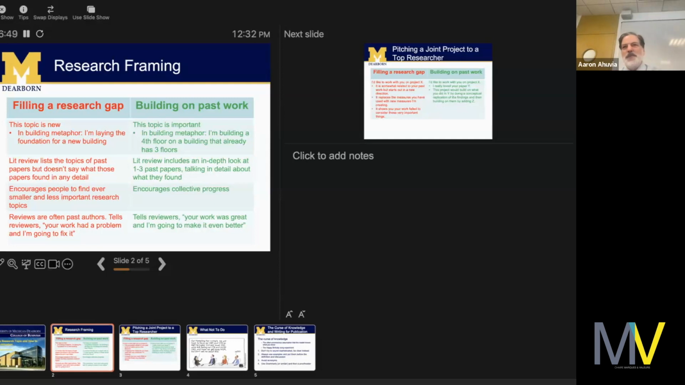The last thing that I see happen in these papers that have this focus on filling the research gap is you get a lot of pointless new terminology. So you get what they call sometimes the old wine in new bottles, right? So you take an old idea and you just put a new term on it.